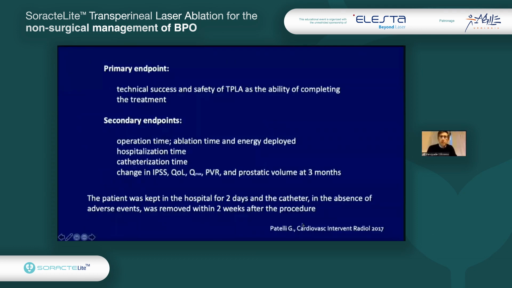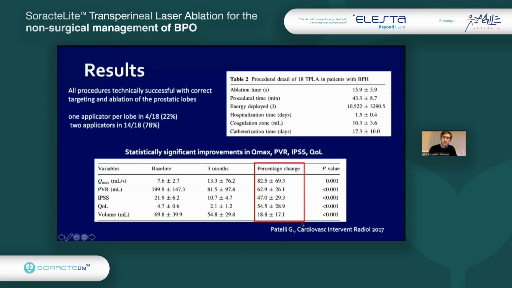The primary endpoint was the technical success and safety of TPLA, as the ability of completing the treatment. And there were several secondary endpoints, such as the operation time, ablation time, and energy delivered, hospitalization, catheterization time, and change in the IPSS, quality of life, Qmax, PVR, and prostatic volume at 3 months. In this first study, the patient was kept in the hospital for 2 days, and the catheter, in absence of adverse events, was removed after 2 weeks.